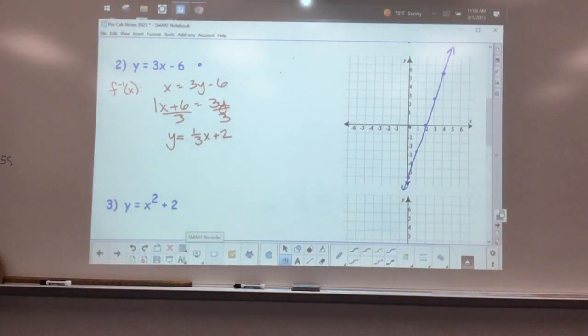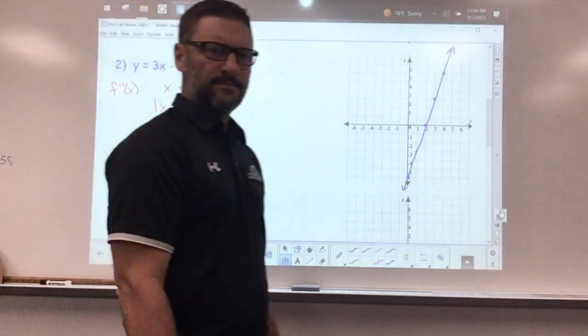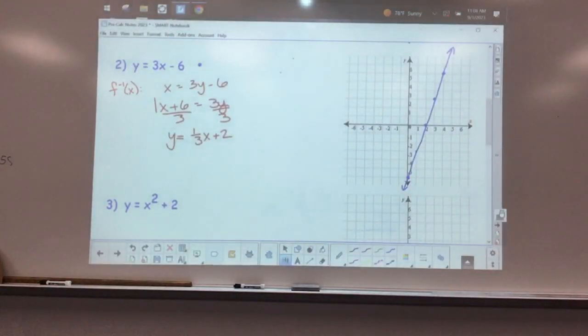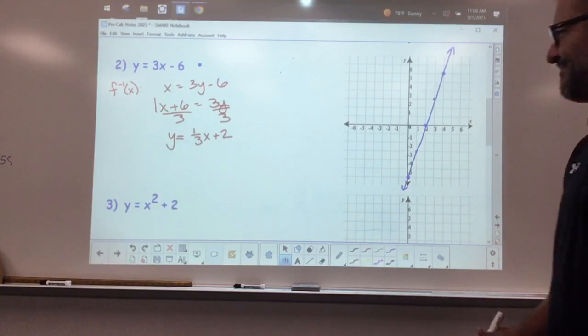Okay, next step, graph y equals 1/3 x plus 2. Put it on your picture. Good. Does this look familiar from last year or no? Be honest. About half of you say no and about half of you say yes. So it probably wasn't a huge item, but maybe you touched on it at one point, sounds like.